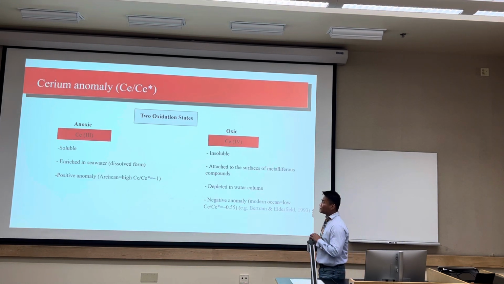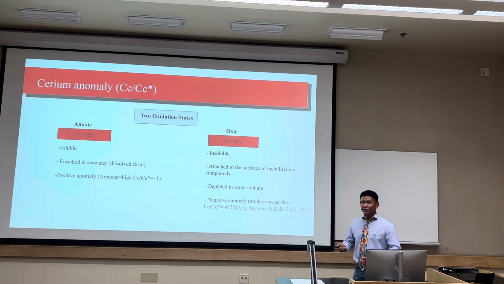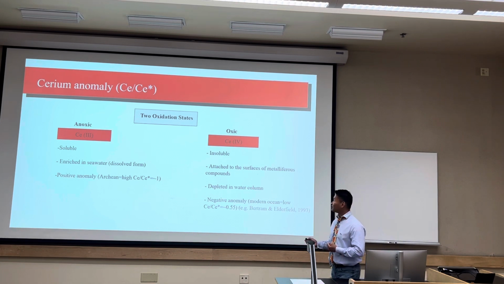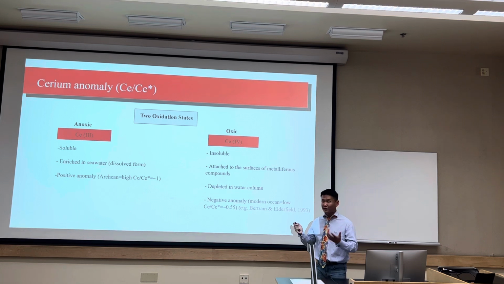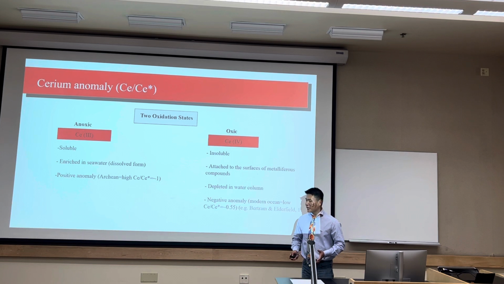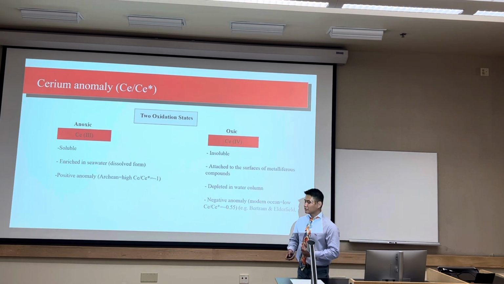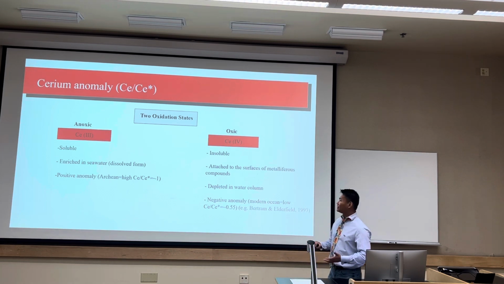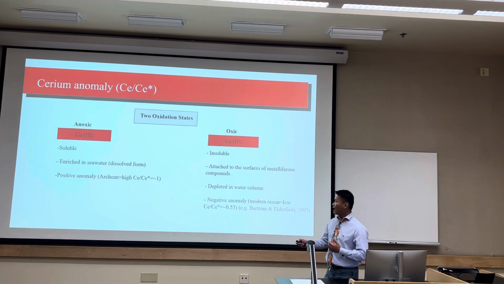So let's learn about the cerium redox behavior in the ocean. Cerium has two oxidation states, cerium 3 and cerium 4. In an anoxic condition, cerium 4 will be reduced to cerium 3, and cerium 3 is soluble. That's why it's present in the dissolved form in the water. You have relatively enriched seawater concentration, and then you have a positive anomaly. For example, in the Archean time when there's no oxygen, all cerium will stay in the reduced form, and then you have a high cerium anomaly.